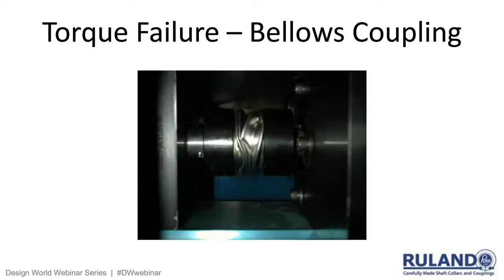Torque failure. Here's a picture of a torque failure for a bellows coupling. As you can see, the bellows in the middle is deformed quite a bit. If this coupling were to remain in service for much longer, that bellows would actually tear. It would tear, and you would end up with that coupling in 2 pieces, part of the bellows attached to one hub, part of the bellows attached to the other, and a clean rip through the middle of that coupling.